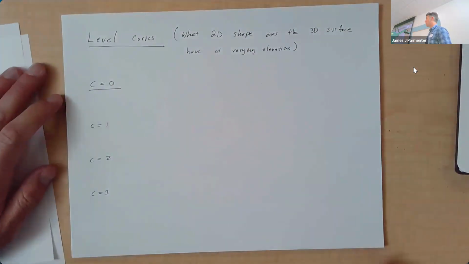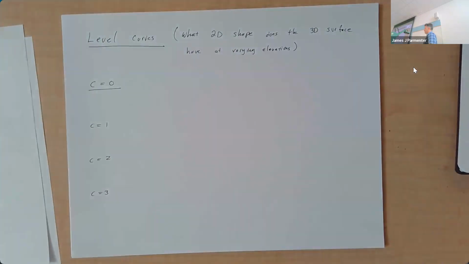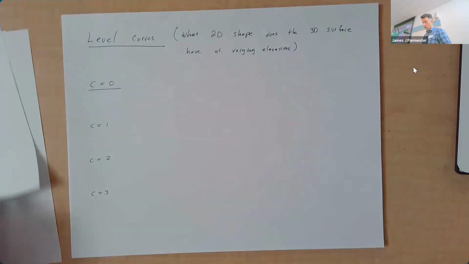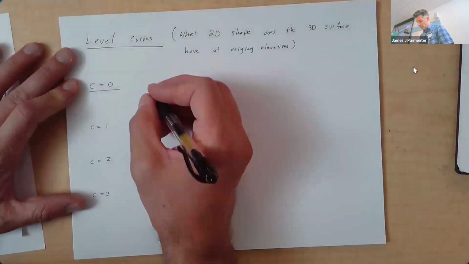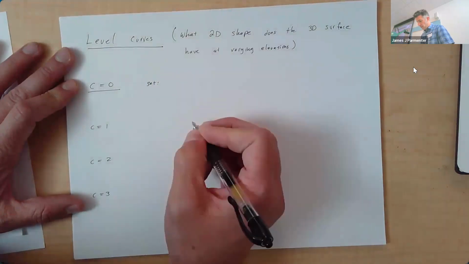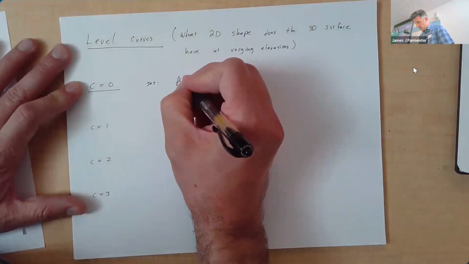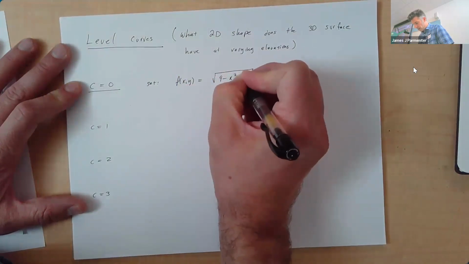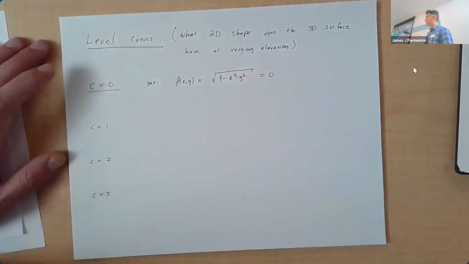So c equals 0. For some reason, we use c for our level curve value. Some people might use z as well because we're just talking about how high we're going. So we're just going to set the function, which is the square root of 9 minus x squared minus y squared, equal to 0.